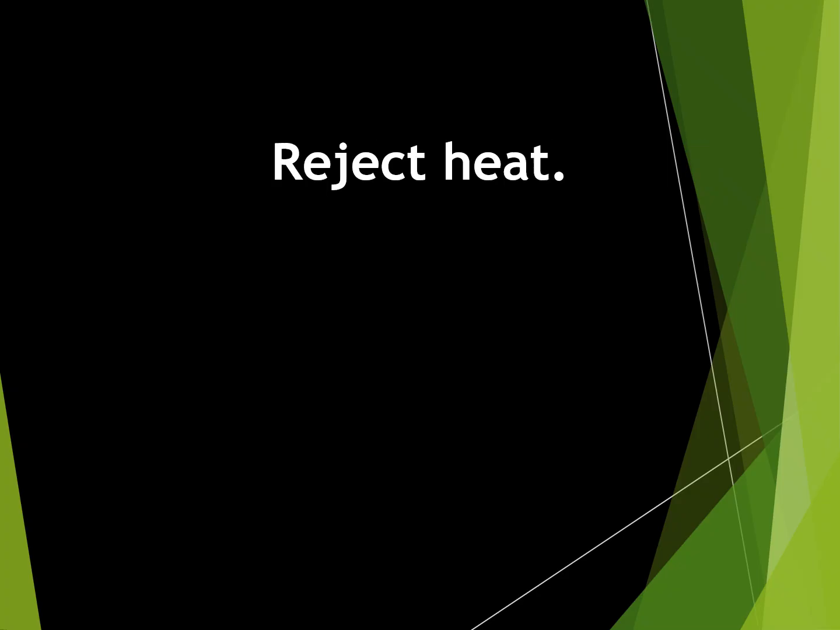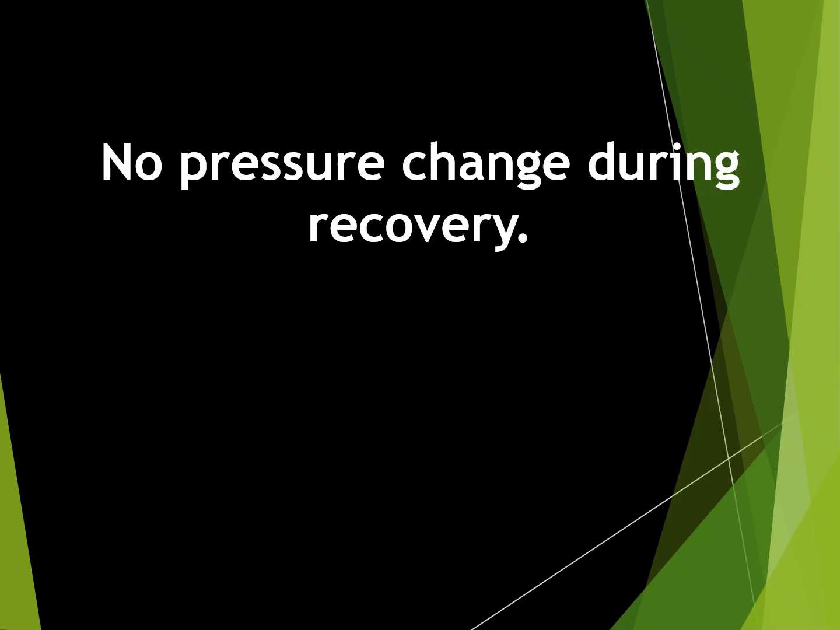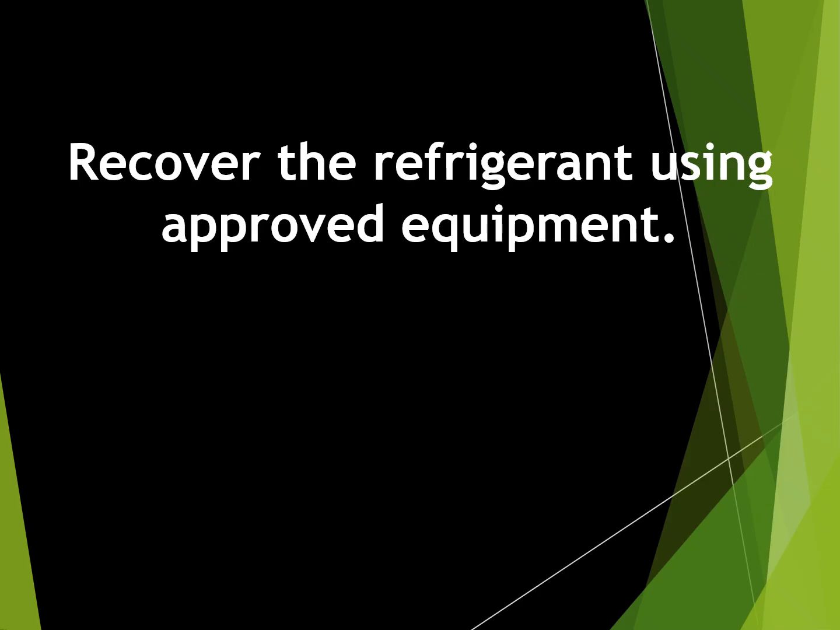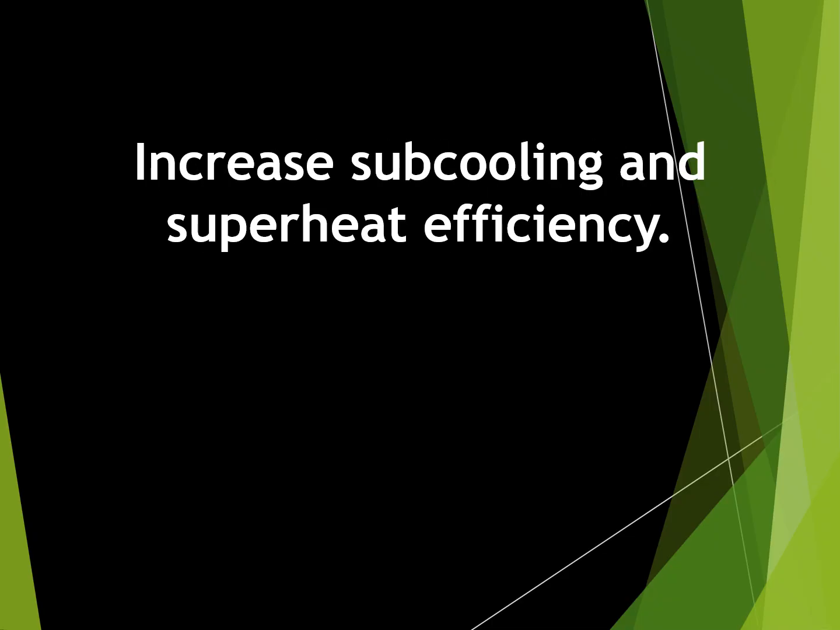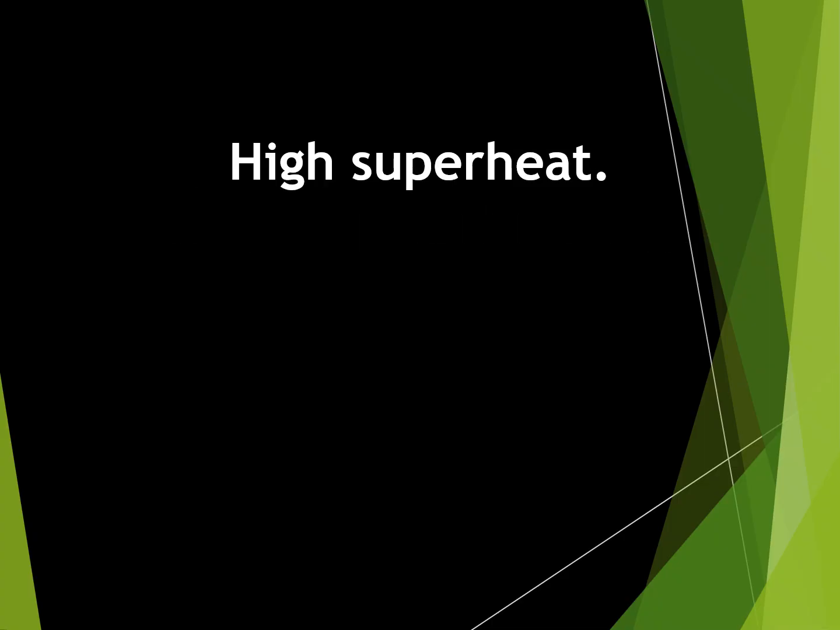Purpose of a condenser. Reject heat. Condition indicating failed compressor. No pressure change during recovery. Requirement before disposing of a hydrocarbon refrigerant appliance. Recover the refrigerant using approved equipment. Purpose of a heat exchanger: increase subcooling and superheat efficiency. Condition indicating refrigerant undercharge. High superheat.